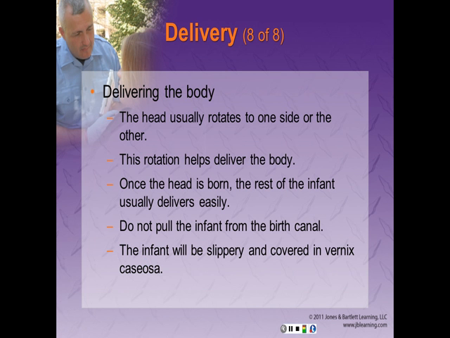Once the head has been delivered, it usually rotates to one side or the other. This rotation places the infant in a better position to deliver the rest of the body. The infant's head is by far the largest part of the body, and once it is born, the rest of the infant usually delivers very easily. Support the head and upper body as the shoulders deliver, and do not pull the infant from the birth canal. Grasp the infant's feet as they are born. Support and hold the infant with both of your hands. The infant will be slippery and covered with a white cheesy substance called vernix caseosa.